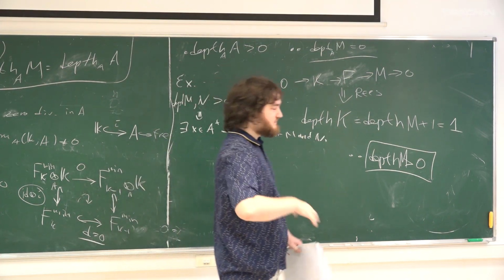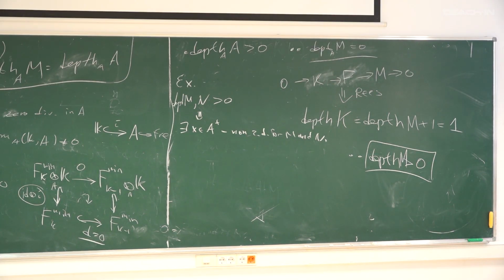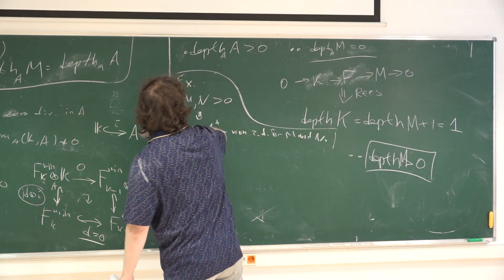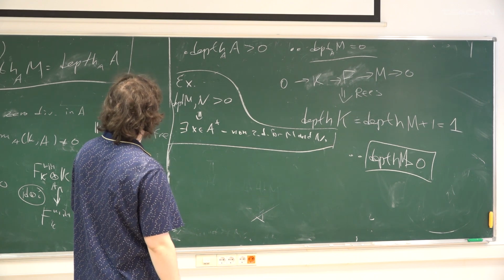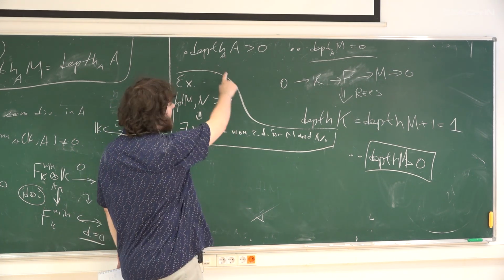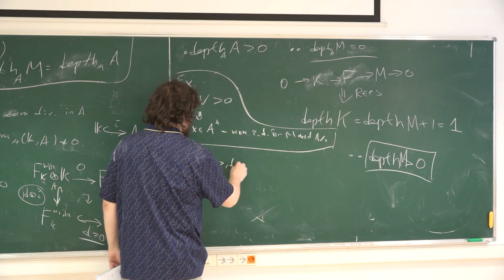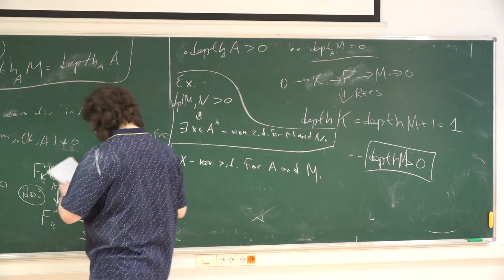It's the argument in the same manner. Maybe it's formal sequencing from this lemma of our symmetry, something like this. It's the same thing. I think even it's formal sequencing. Okay, now let's consider some X for A and M in our situation. X is a non-zero divisor for A and M.